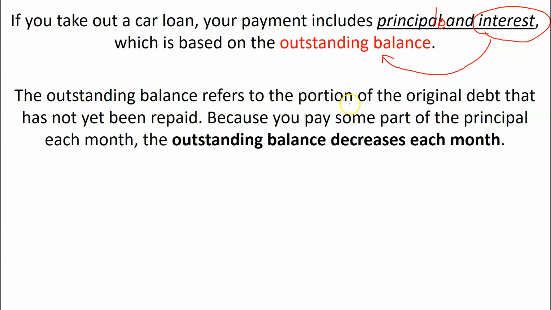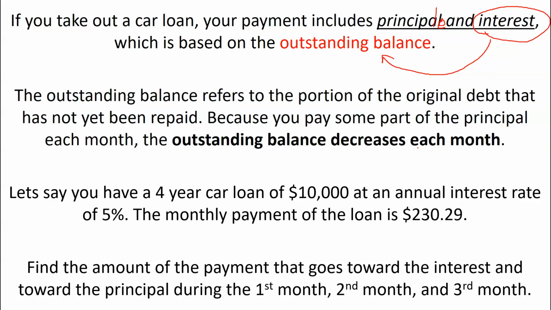The outstanding balance refers to the portion of the original debt that has not yet been repaid. Because you pay some part of the principal each month, the outstanding balance decreases each month. The amount that you owe is going to be going down every month by a little bit. So let's look at an example. Let's say you have a 4-year car loan on a $10,000 car. The annual interest rate is 5%, which is pretty close to what most car loans are at. Actually, it might be a little low. The monthly payment for the loan then is $230.29. By the way, a little side note: in this unit on finance, we're going to eventually use the formula to figure out where this would come from.